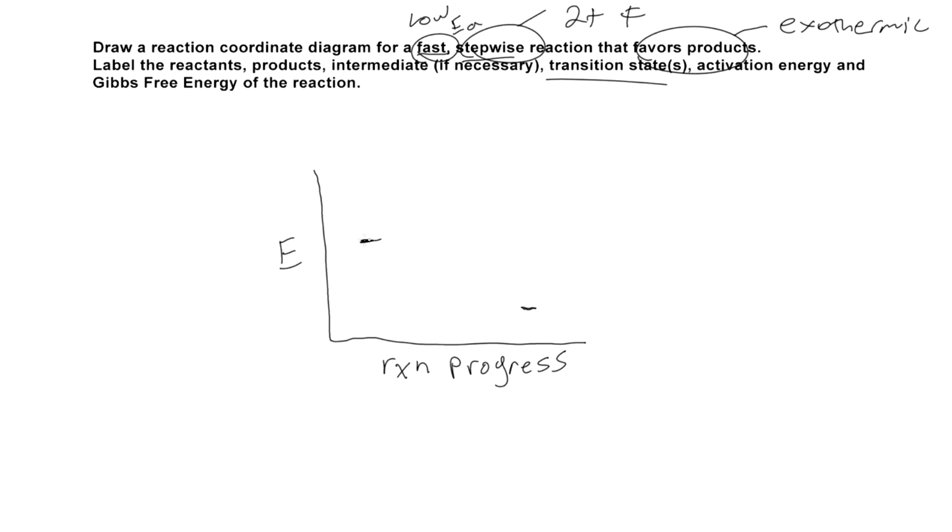And as we start to draw the line in, we're going to make one transition state here, go down to our intermediate, go down to another transition state, and go down to lower energy all the way down here at our products. And the reason that I drew the transition state pretty low, so close to the starting material, is because it's fast, meaning the activation energy is low.